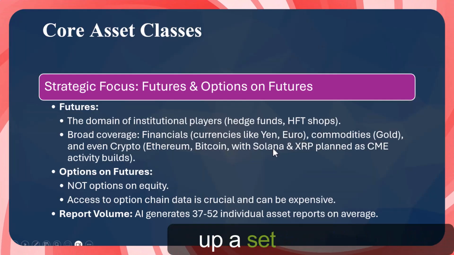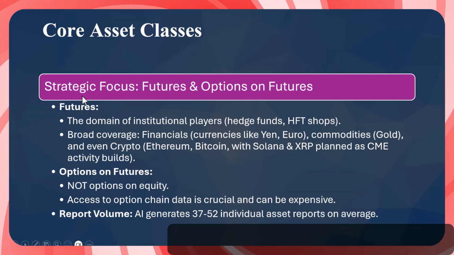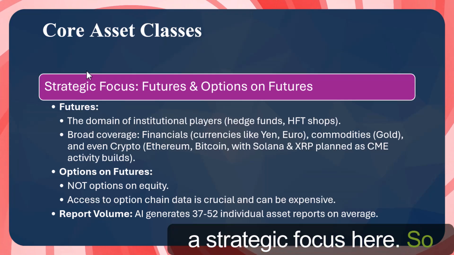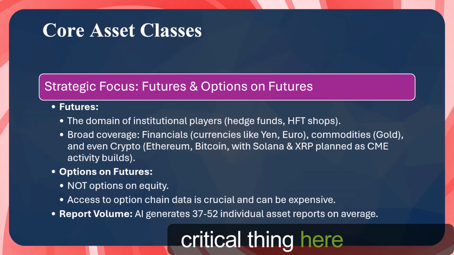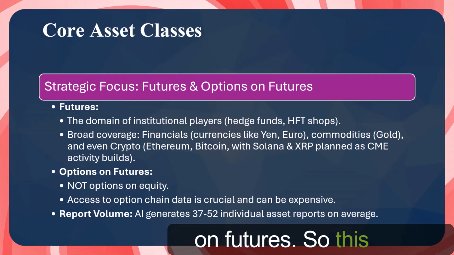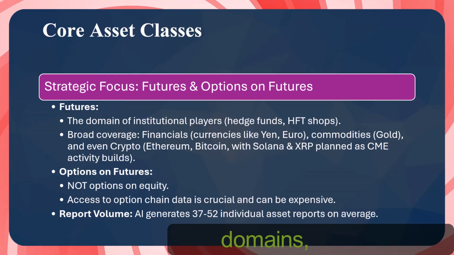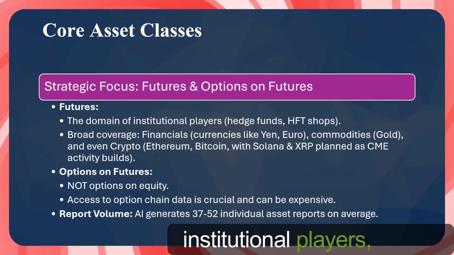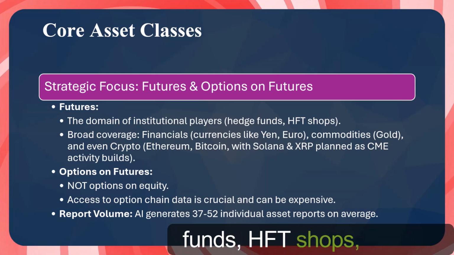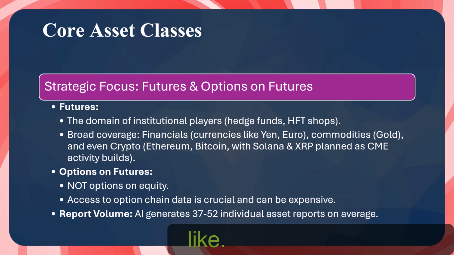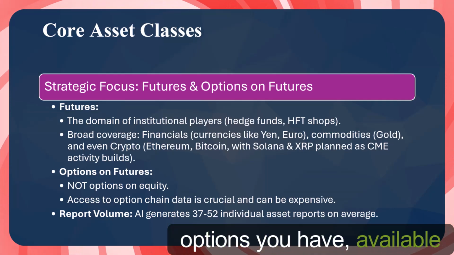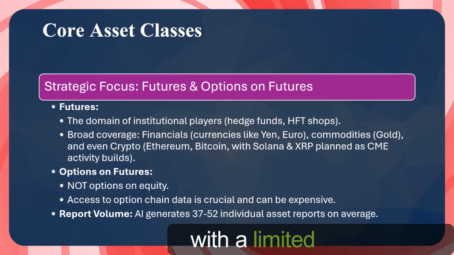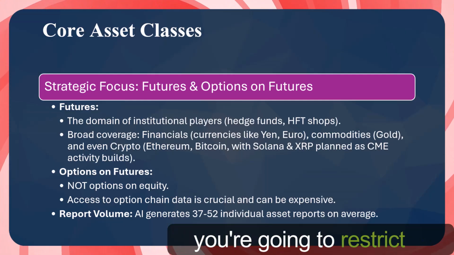What we're looking at is to build out a set of core asset classes, right? So there's a strategic focus here. As a result, we can have futures and options on futures. That's the critical thing here, options on futures. So this can cover various domains, including institutional players, hedge funds, HFT shops, and the like. The more capital you have to deploy these types of strategies, the more options you have available to you. If you're coming in with a limited budget or a limited account, obviously you're going to be restricted.